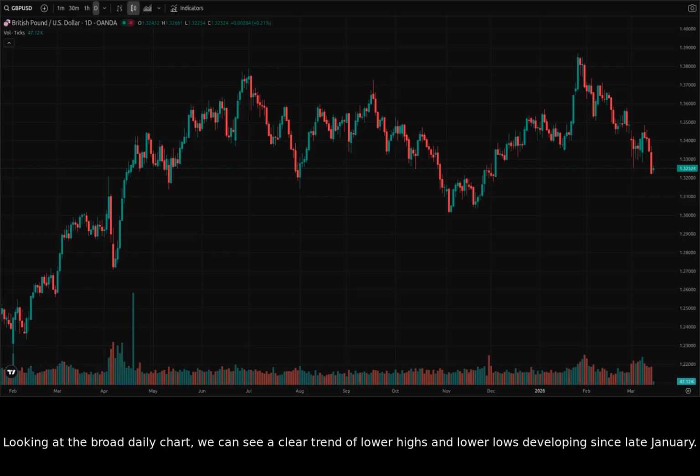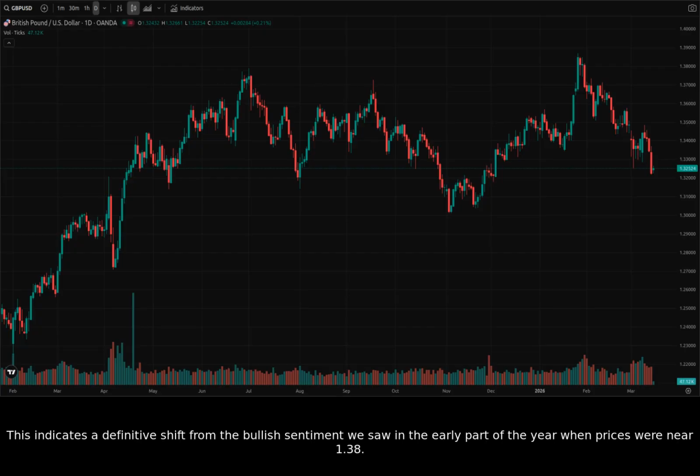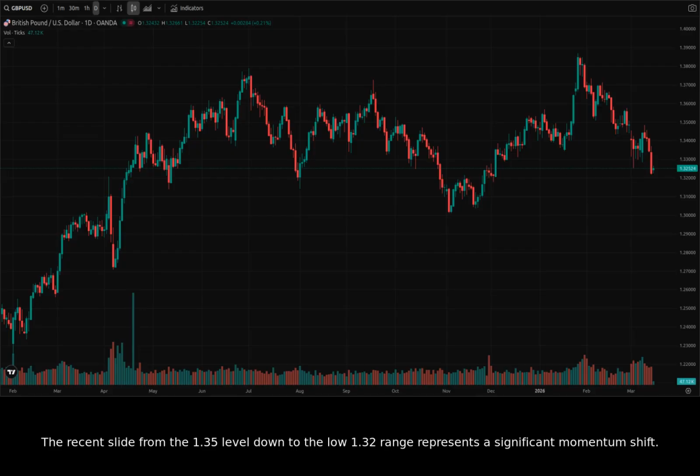Looking at the broad daily chart, we can see a clear trend of lower highs and lower lows developing since late January. This indicates a definitive shift from the bullish sentiment we saw in the early part of the year when prices were near 1.38. The recent slide from the 1.35 level down to the low 1.32 range represents a significant momentum shift.